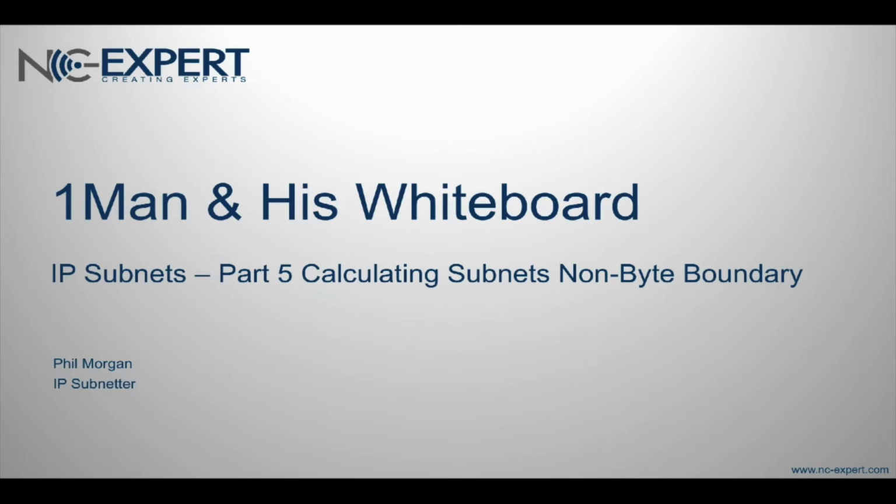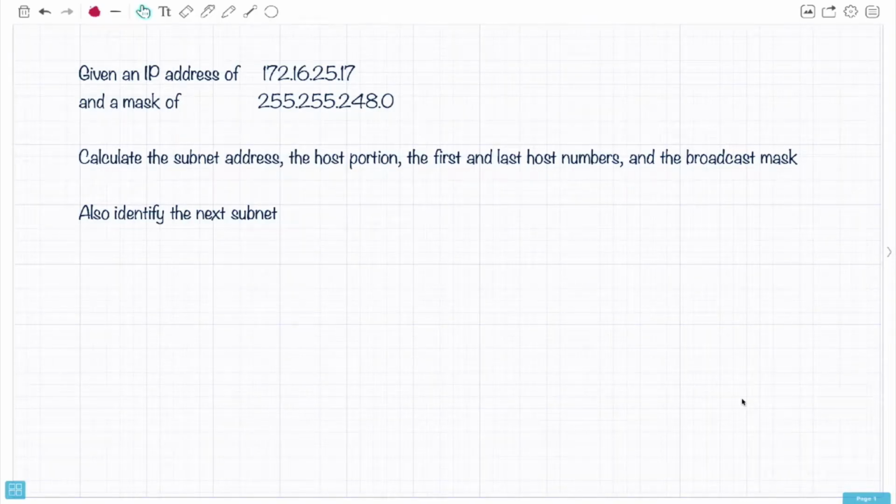Today we continue in our conversation of IP subnets, taking it one step further, and we're on part 5, calculating subnets continued. This time we're going to calculate a subnet using a non-byte boundary. As per our previous example, we're going to go through the same process, only this time we are talking about an IP address of 172.16.25.17, and we're going to use a mask of 255.255.248.0. It's a non-byte boundary mask. It's not a 0, it's not a 255.